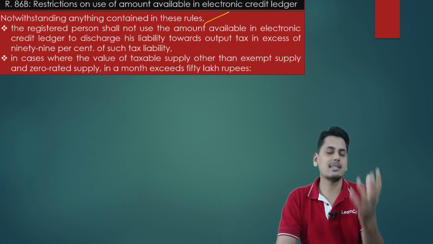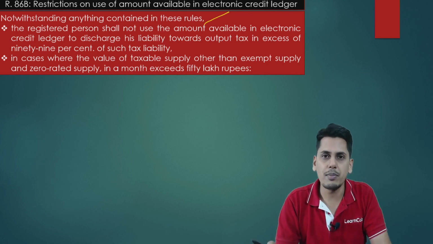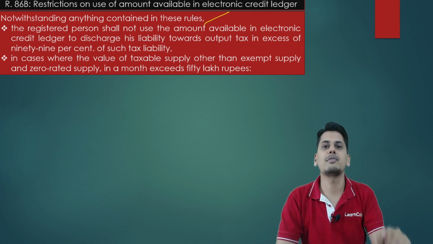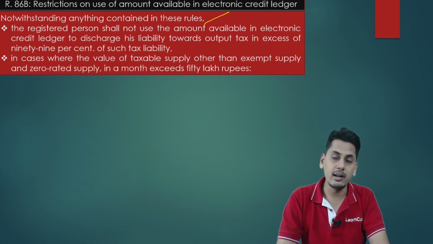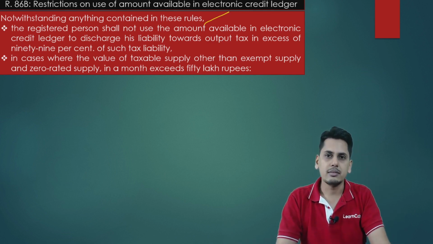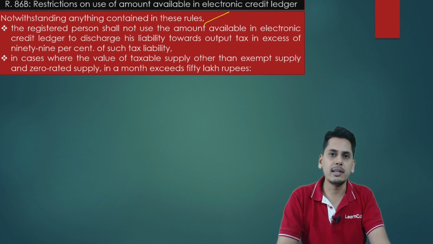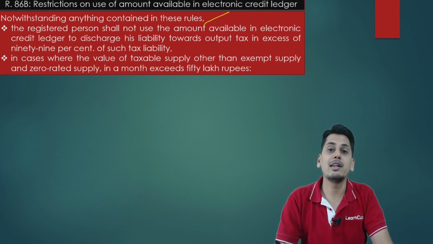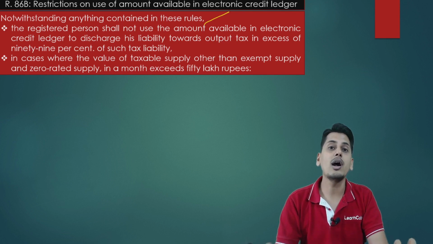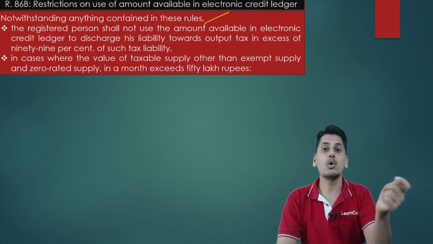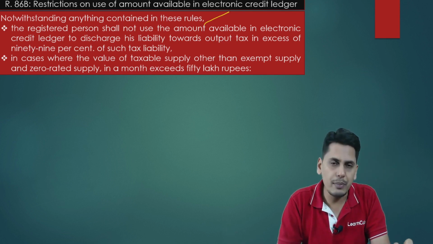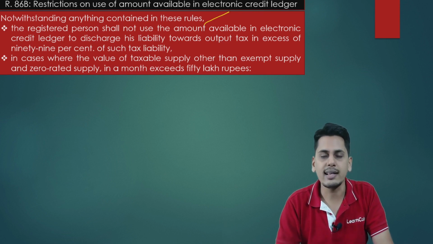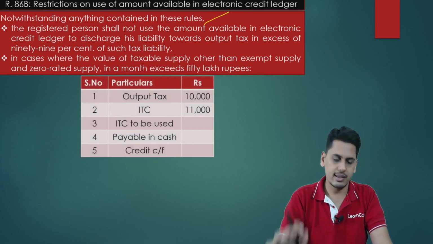So if the value of taxable supply other than exempt supply and zero rated supply exceeds 50 lakh rupees in a month, then for that particular month, input tax credit will not be utilized. You cannot utilize input tax credit over and above 99% of the output tax liability. Let's have a look at the example.